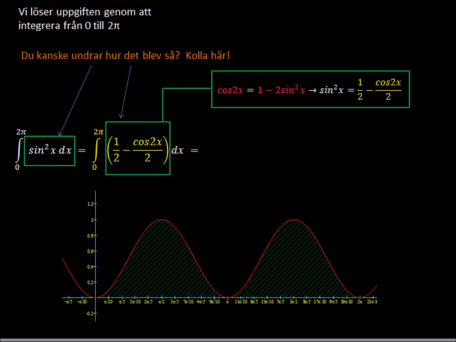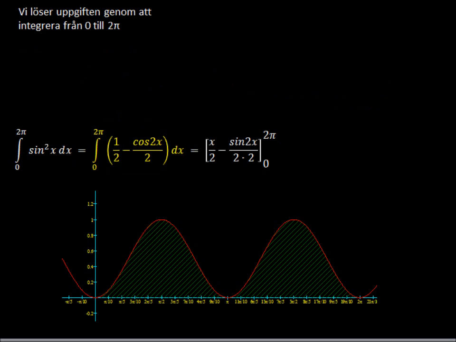Once we have that, it's kind of a piece of cake. You know how to do the antiderivative of a half, and it's real easy to do the antiderivative of cosine 2x over 2. So let's get that done. And then we'll analyze, of course, from 0 to 2 pi. Now this becomes a real piece of cake. It's not a problem at all to do this. Some of you have probably already figured it out. But let's go through the motions here.